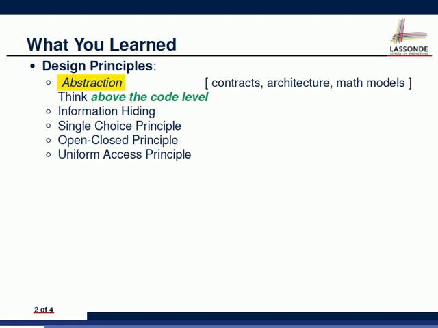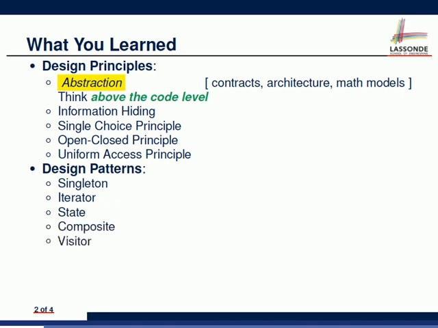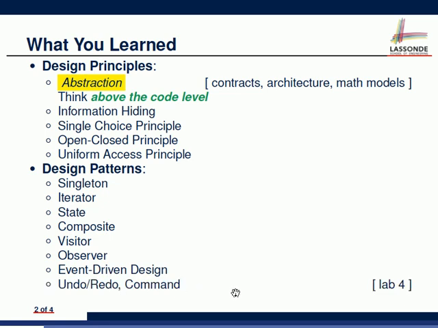Uniform access principle, okay, we also talk about it, okay? And then we also talk about design patterns. I certainly didn't give you an exhaustive list for the design patterns, but you can definitely try to study more beyond this course. But at least these are what we learned so far, especially state, composite, visitor. I think these are the common ones. Observer, also event-driven design, right? Also undo, redo, and command, which we practiced quite a bit in lab number 4.